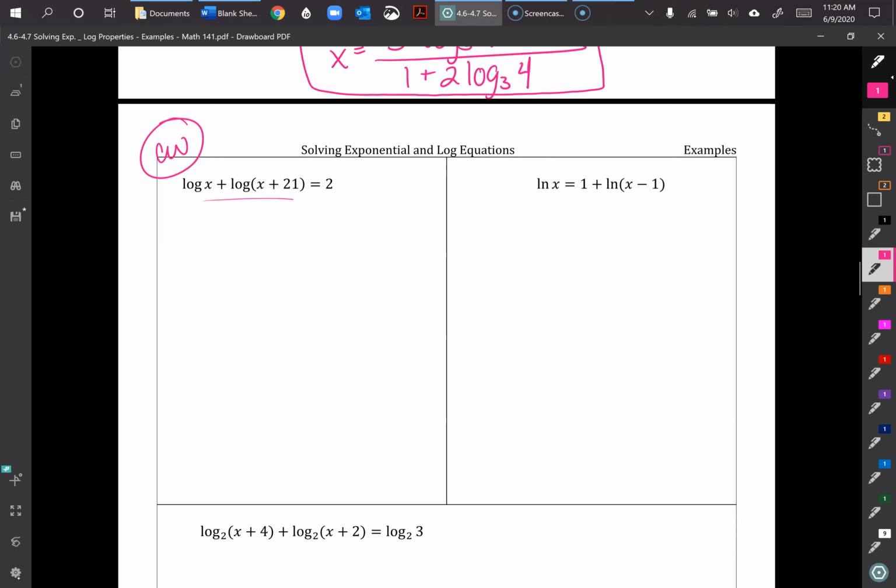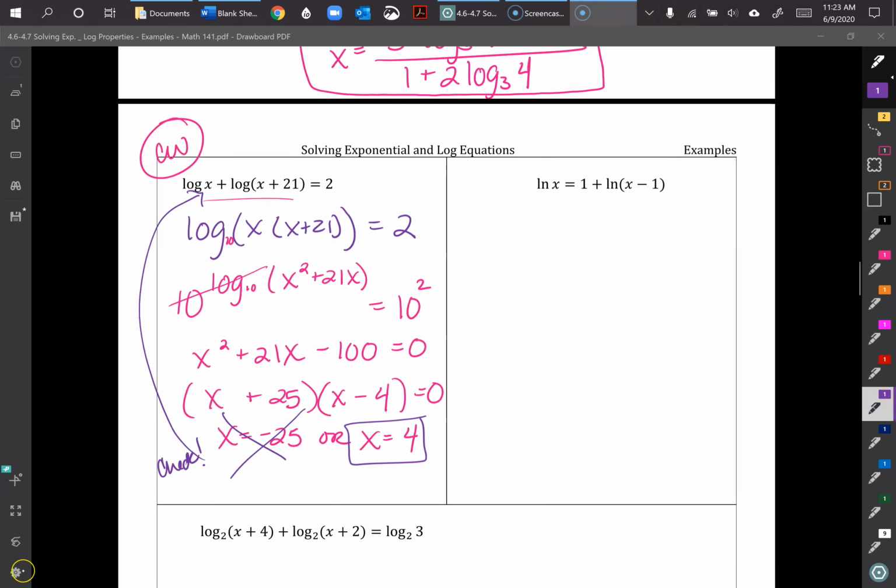Let's see the next one. That's a little different setup, so I'll do that one with you in a minute. So try this one. I'm going to write it up and then check back.